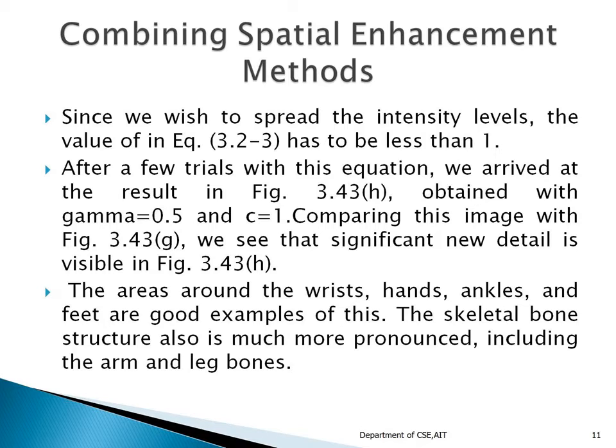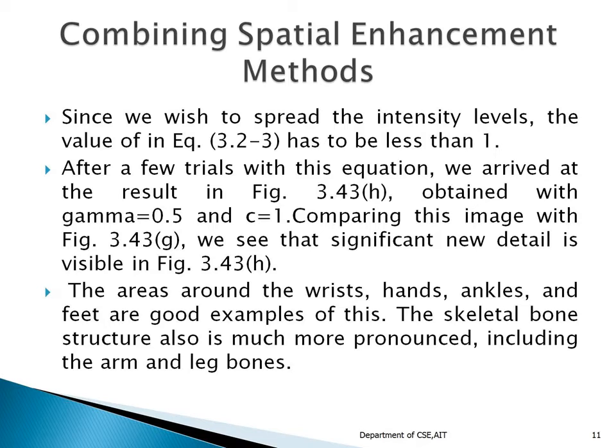When you compare this image with the previous image, G, we can see that the new details are more visible. The areas on the wrists, hands, ankles and feet are much more pronounced, and the bone structure is also better. We can conclude this by looking at the arm and leg bones. Note also the definition of the outline of the body and the body tissue.